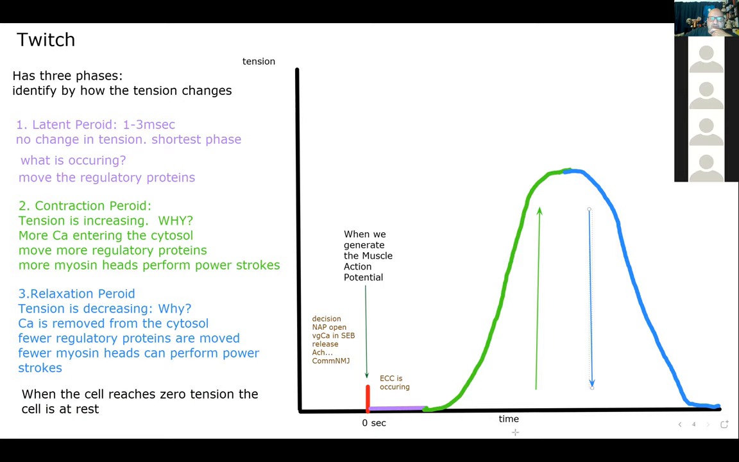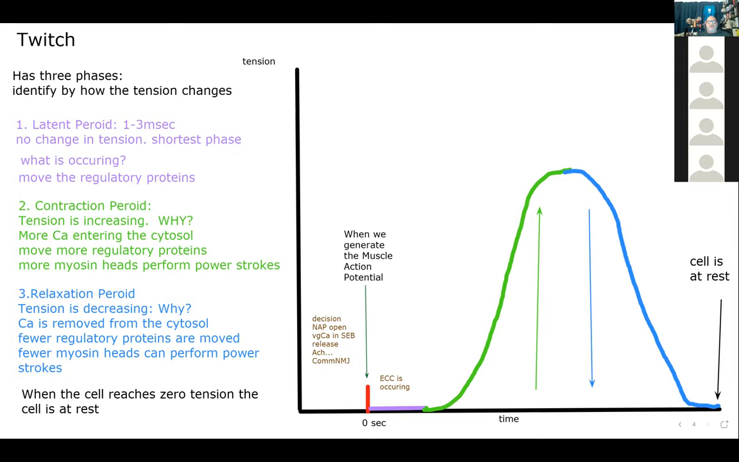Because calcium is being put away, fewer regulatory proteins can be moved, which means fewer myosin heads can grab and pull. Notice all of the calcium isn't instantly put away. It takes time. So as calcium levels drop, regulatory proteins that are being moved decreases, fewer power strokes, and the cell decreases its tension until it reaches zero. And when it reaches zero, then the cell is at rest. And that is a twitch.